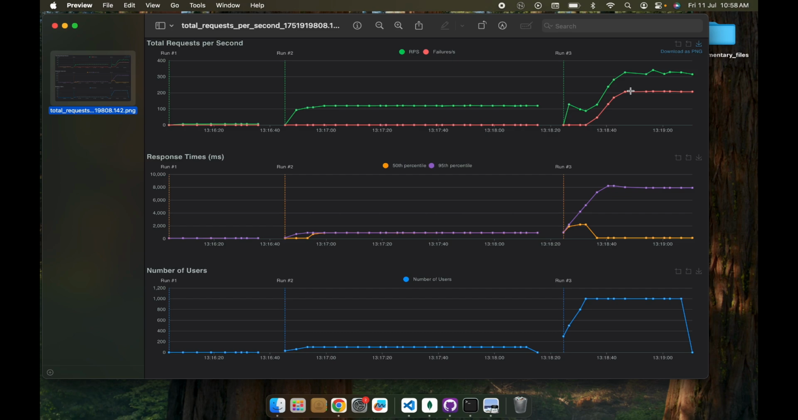This means that the successful requests in this test and in this test were the same. This is because we know that there were just over 200 failures and the total requests were just over 300, which means the successful requests were just over 100.